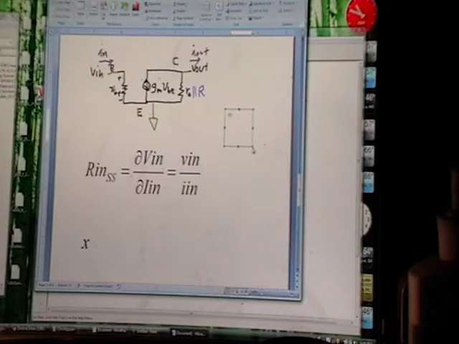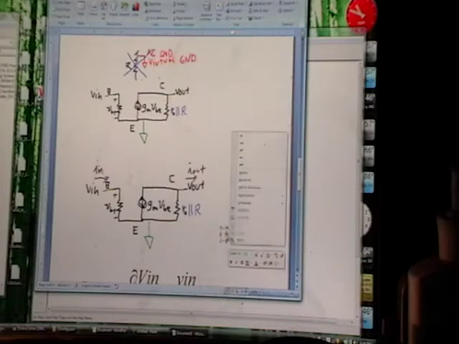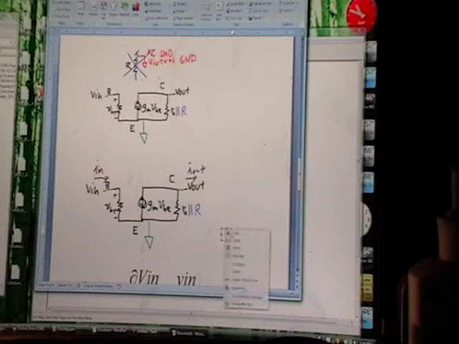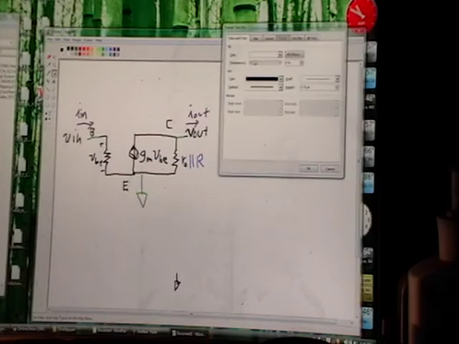No, it's not going to let me adjust the size. Good. Okay. Yeah, whatever. Oh, there we go.